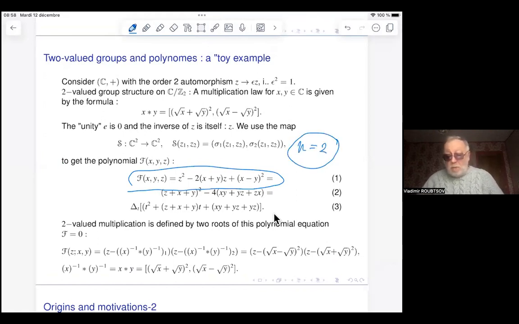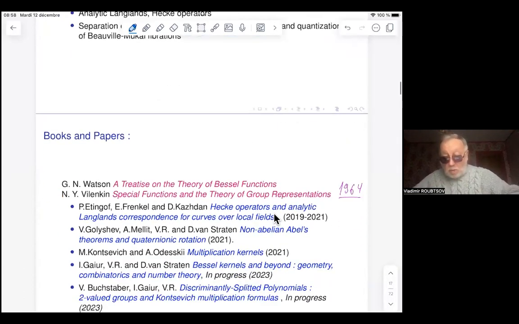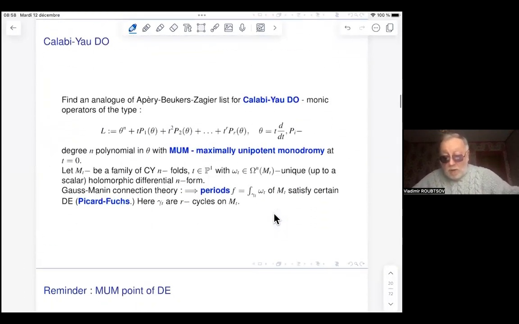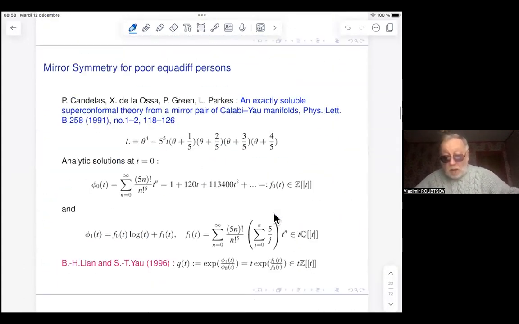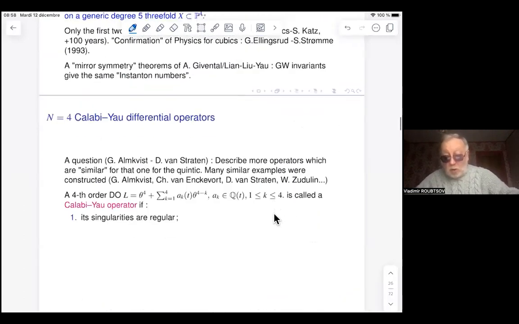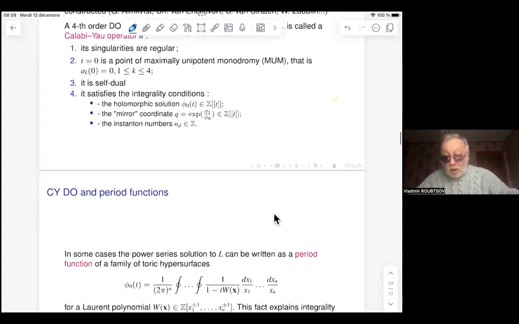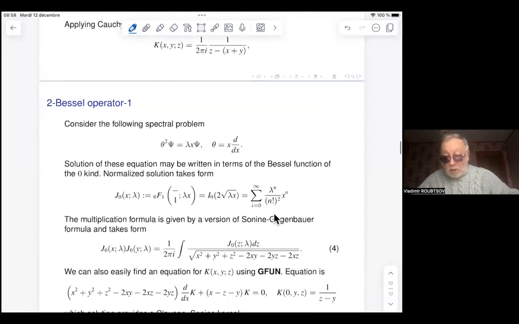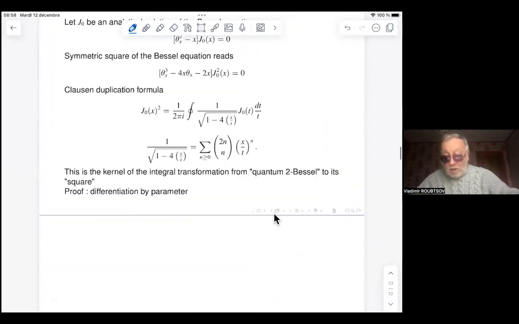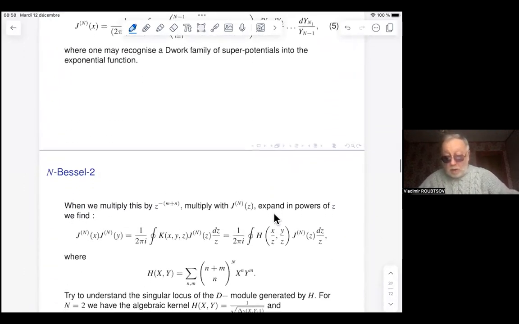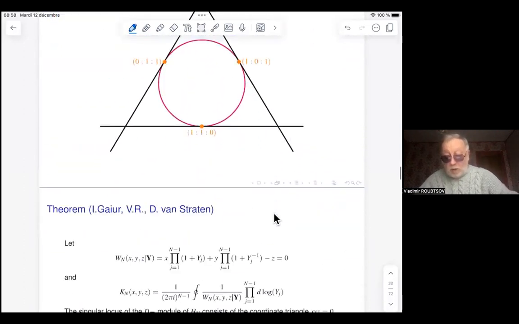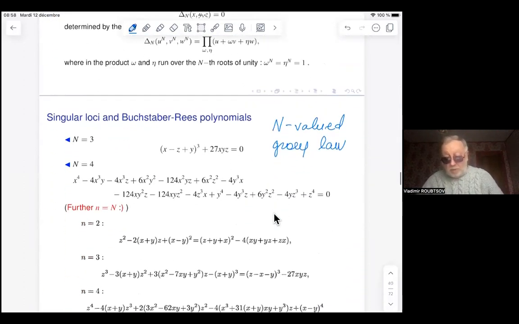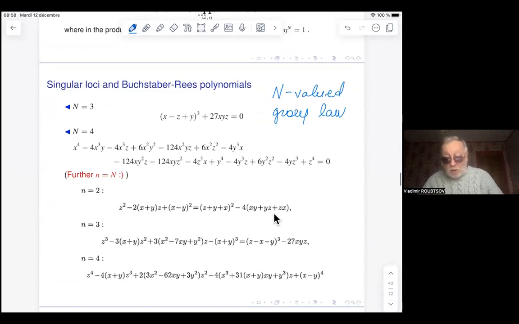And it means that any quantum Bessel polynomial somehow relates to an n-valued group, a multiple-valued law, an n-valued group. So it was the first interesting observation from our theorem.